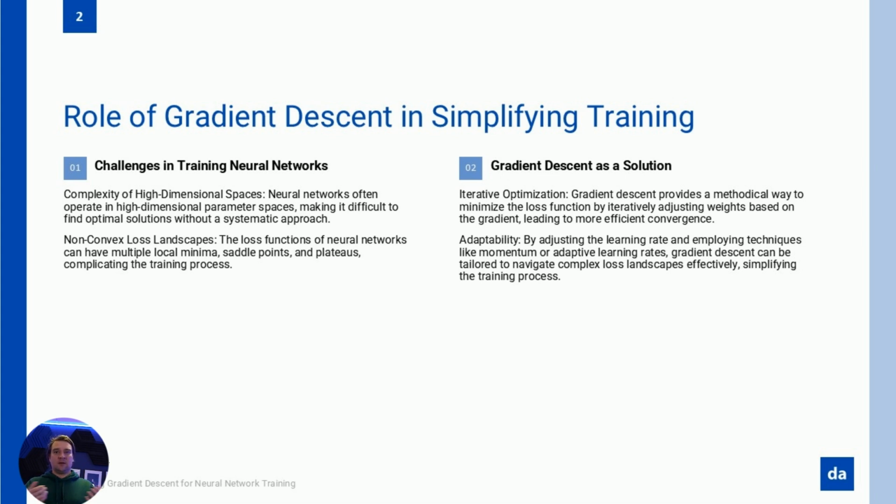Let's start by understanding why we even need gradient descent in the first place. Neural networks operate in high-dimensional spaces, kind of like navigating through a dense jungle, where every tree looks the same. Without a clear path, finding optimal solutions becomes almost impossible, and the terrain, it's rough.